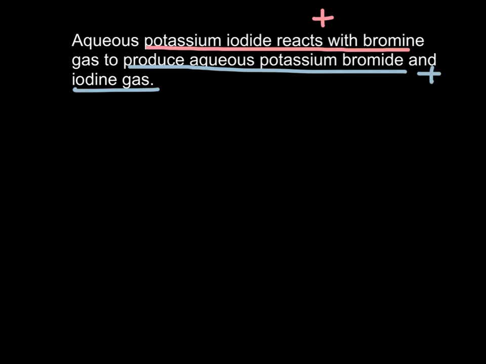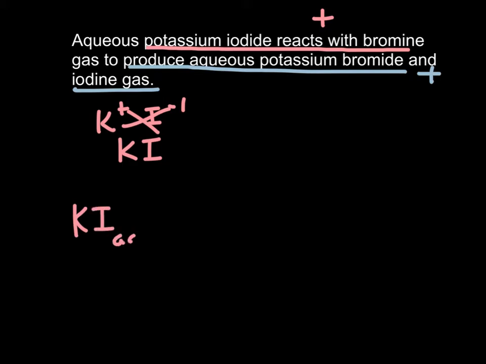We have to remember our formula writing skills in order to write the formula equation. So potassium iodide, using your periodic table, potassium gets a +1 charge, iodine gets a -1 charge. So when we crisscross, we get KI for potassium iodide. So we write that. Potassium iodide, and we were told it's aqueous, right? Reacts with, there's your plus, bromine gas. Bromine is part of the Brinkelhoff from last night's lecture, so we write Br2, and we are told that it's a gas.